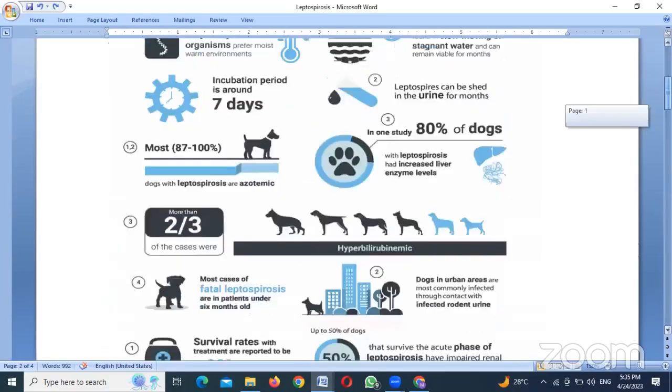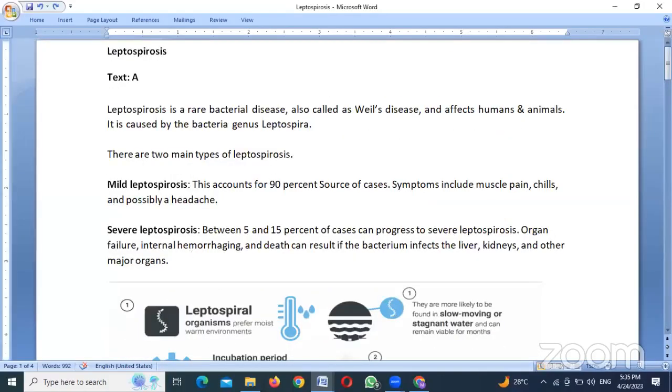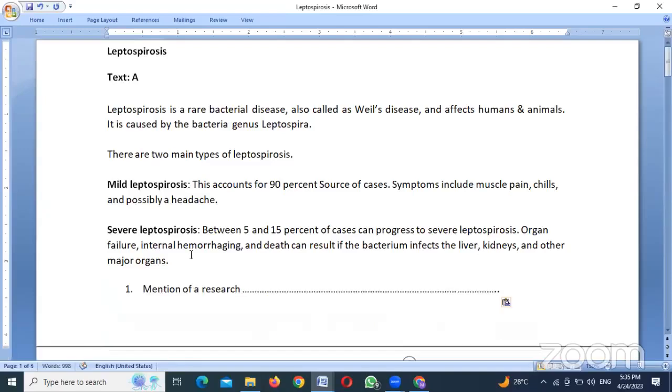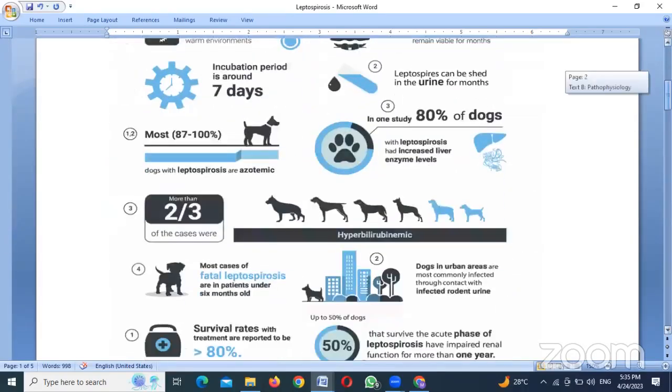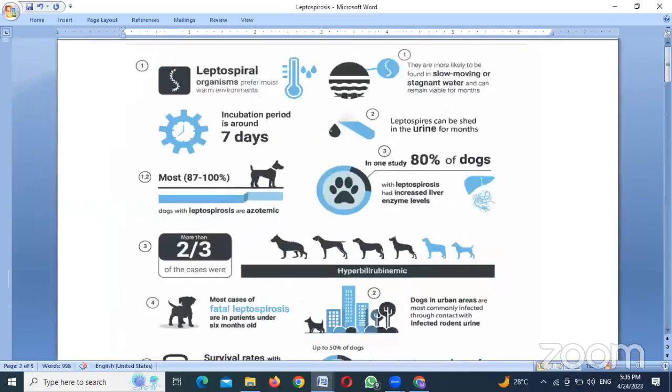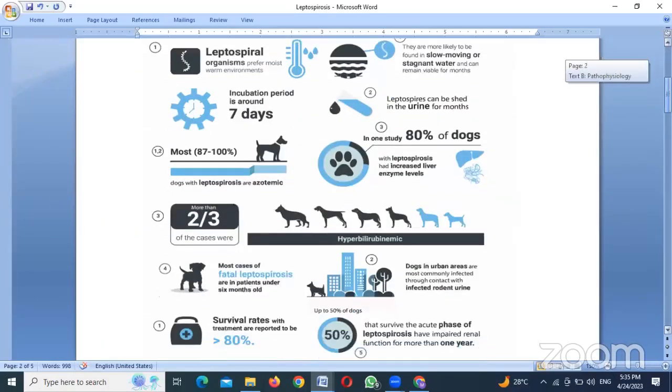So first I will show you this part. You will try to find here, then I will show you the column, the diagram. Not here. I will show you. The question is the mention of a research. So let me make it smaller. If you find the answer, just tell me that you found the answer. Don't tell me the answer, please.